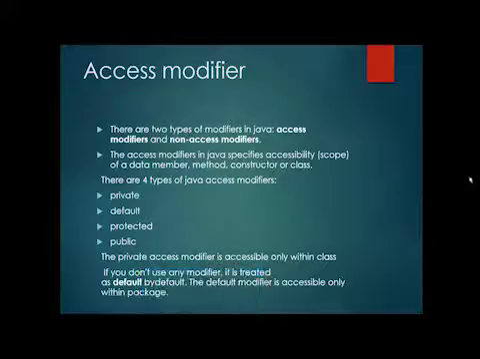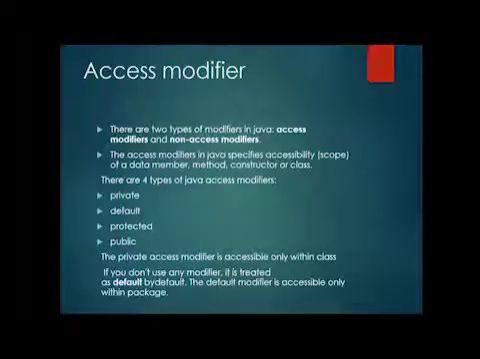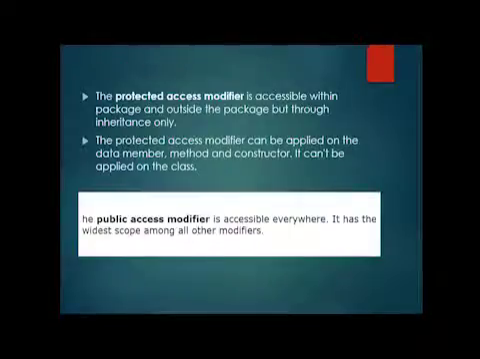Next, there are two types of modifiers in Java: access modifiers and non-access modifiers. For access modifiers we will discuss private, default, protected and public. Private is within the class. If you don't use any modifier, it is treated as default, and the default modifier is accessible only within the package. The protected modifier is accessible in the package and outside the package but through inheritance only. The protected modifier can be applied on the data member, method and constructor, but it can't be applied on the class.